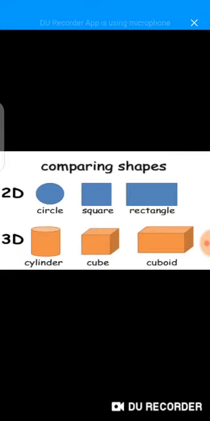Now, 2D shapes are two-dimensional shapes, because they have two dimensions: width and length. Now, the 2D shapes are the shapes that we are already familiar with. For example, we have circle, square, rectangle, we have triangle, we have hexagon, we have pentagon, and so on. Then the 3D shapes are cylinder, cube, cuboid. We'll learn more about the 3D shapes.